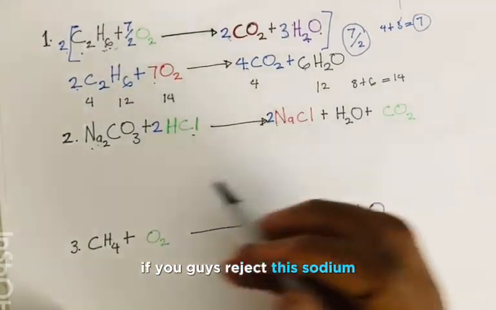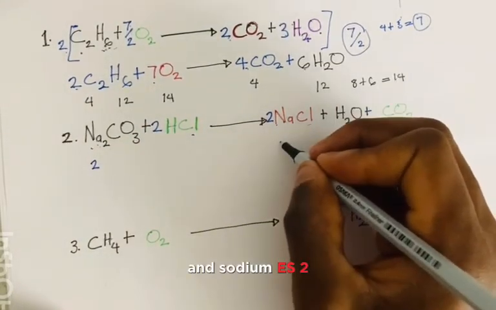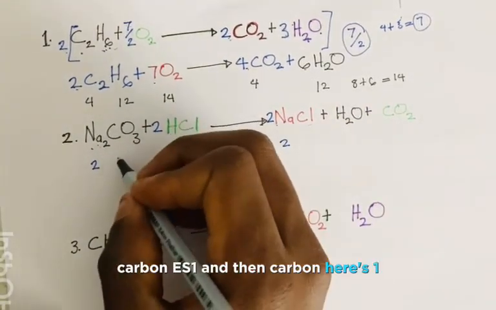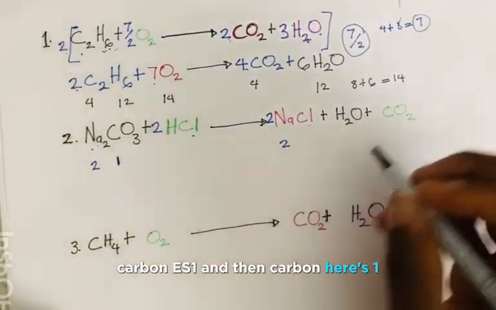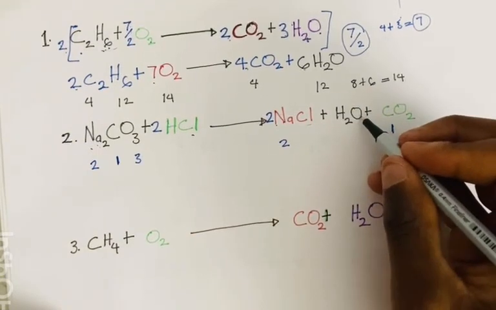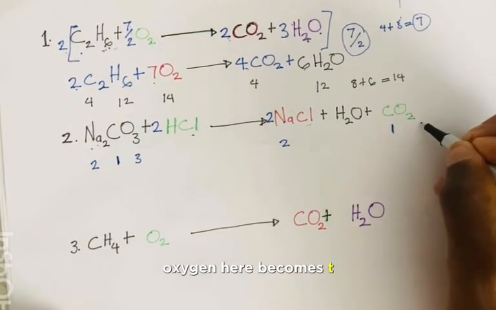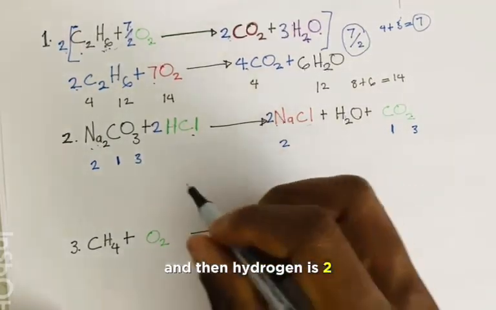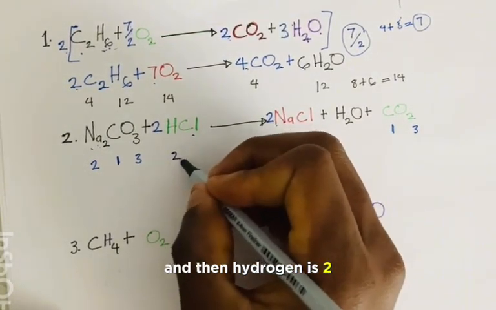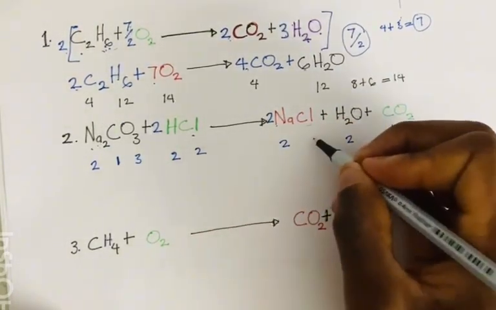If you also check this, you're going to see sodium here is 2, and sodium here is 2. Carbon here is 1, and carbon here is 1. Oxygen is 3, 1 plus 2, so oxygen here becomes 3. And then hydrogen is 2, of course hydrogen is 2. Chlorine is 2, chlorine is 2.